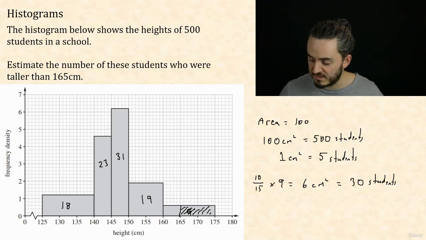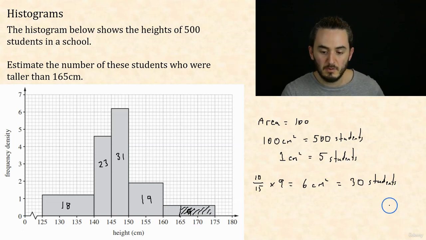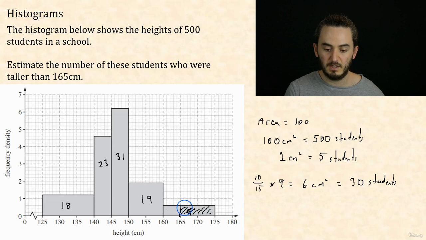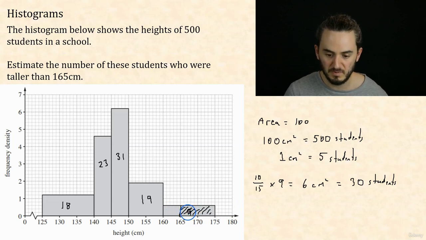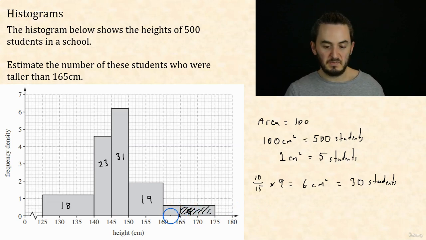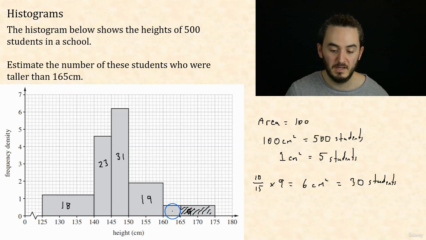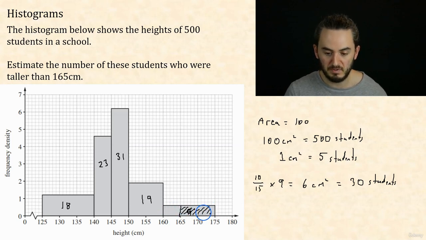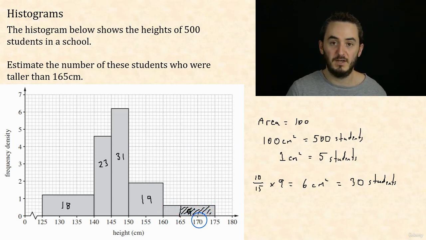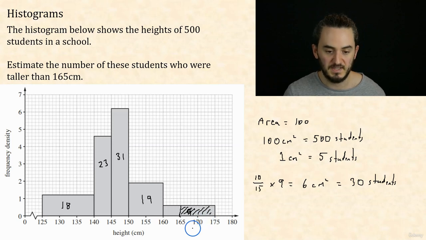All right, now why is it an estimate? It's an estimate because we have no information about how the students are distributed within that group. They could have all actually been between 160 and 165, or they could have all been up in the 170 to 175 range. We just don't know. So that's why it's an estimate.